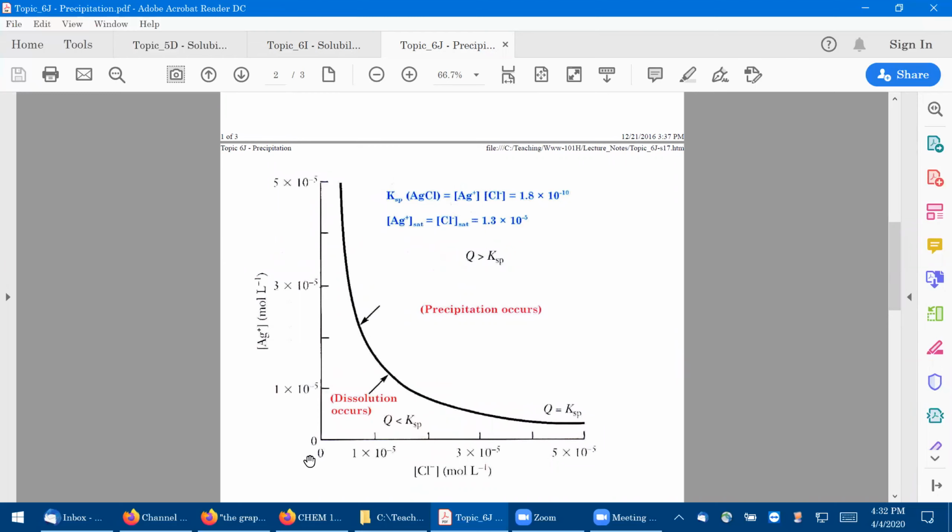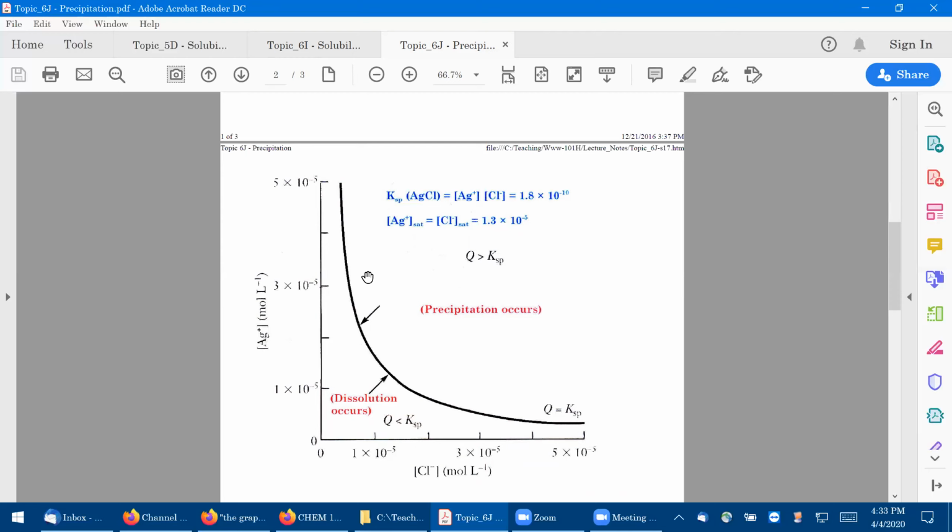representing it slightly differently. This is the silver ion concentration right here. This is the chloride concentration. And if we look at it from an equilibrium standpoint, this line right here represents the solubility equilibrium, the KSP of silver chloride. In other words, the product of the two concentrations, the silver concentration times the chloride concentration, has to equal the KSP, just like any other equilibrium constant, 1.8 times 10 to the minus 10 in this case.